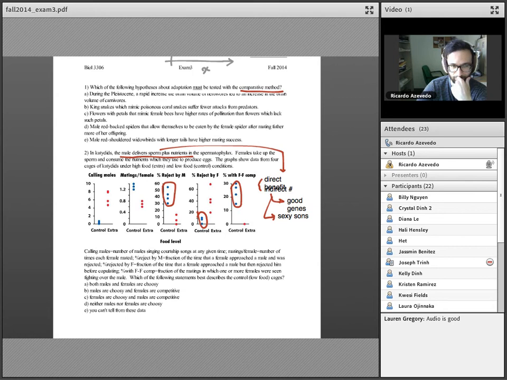Females mate multiple times in the low food, and males really don't feel the need to sing. So in the low food cage, males are choosy and females are competitive, which is B. Because as you can see in the low food, males don't even bother to sing, which you would expect.